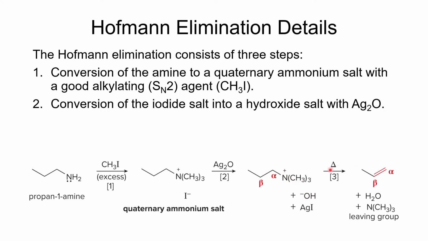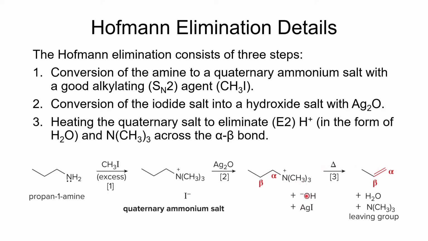And then it's just a matter of heating that up. We have this hydroxide, which acts as the base so that we can do the E2 elimination across this alpha-beta bond to give us this alkene. And our products here are H2O. That's part of why we heat it up, to help drive that water off. And then we will get this tertiary amine as a leaving group. So again, we don't consider that a great leaving group, but it's a much better leaving group than NH2 minus. Miles better.